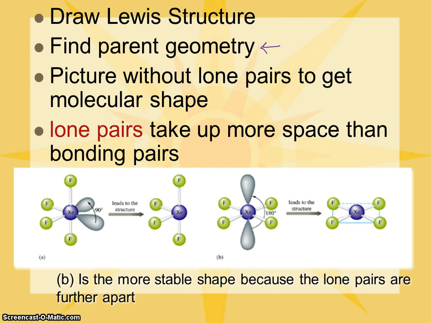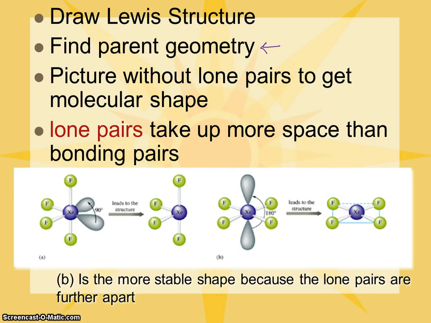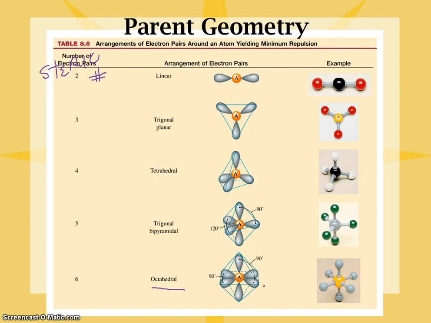For example, this picture you see down here is starting off with an octahedral parent geometry, because there are 6 things coming off of the center atom. The Lewis structure for this xenon tetrafluoride is 4 single bonds and 2 lone pairs coming off of that center atom. If we go back to this octahedral shape and picture 2 of these bonds, not as bonds, but just as electrons, which you don't really see, then we end up with that derivative shape, which in this case ends up being a flat square.